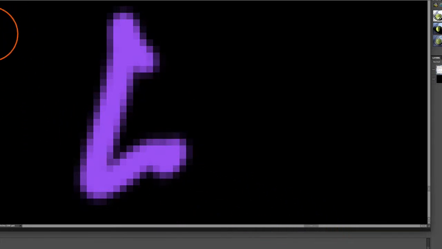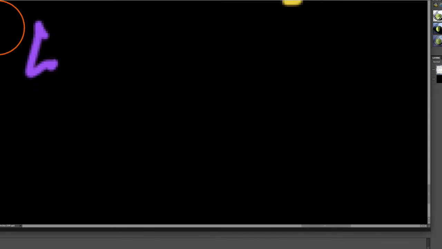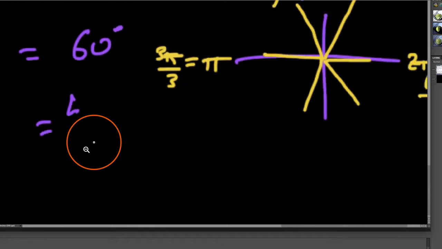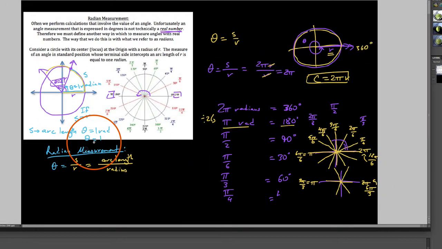Whoops. Let me zoom back out here. I see what I did here. Sorry, thanks for being patient with me, everybody. Okay, let's try this again.